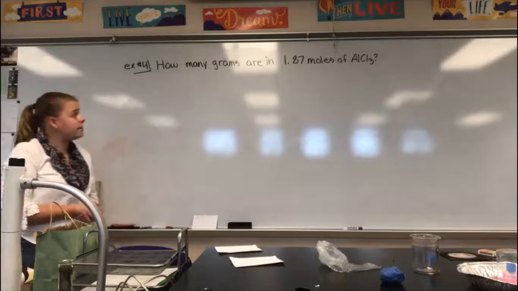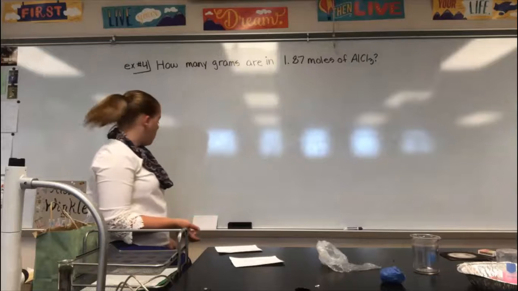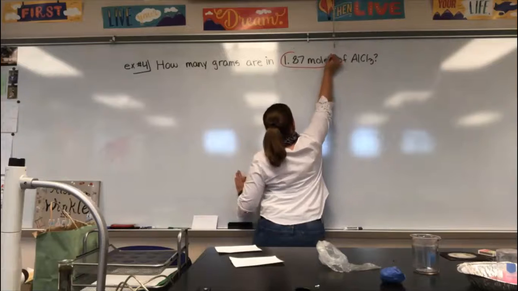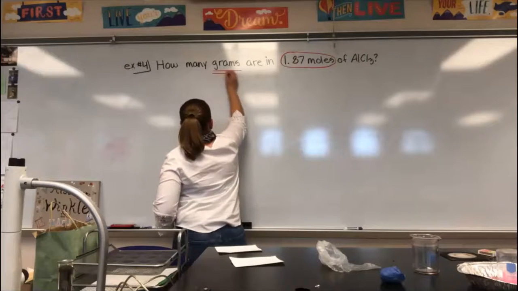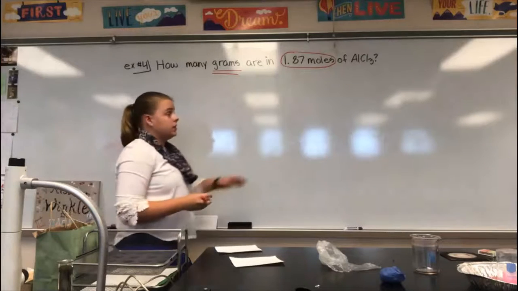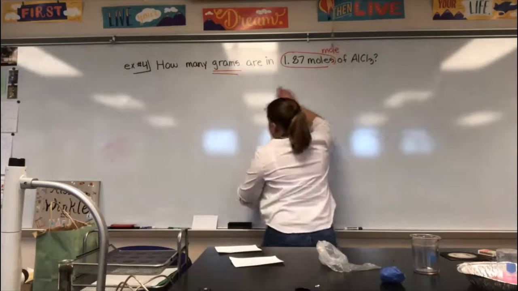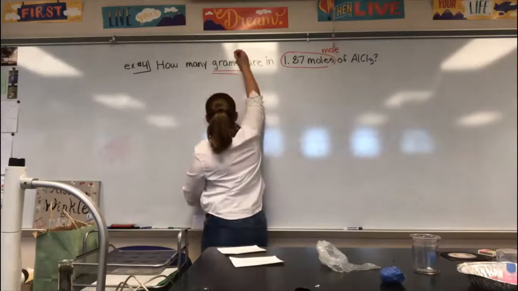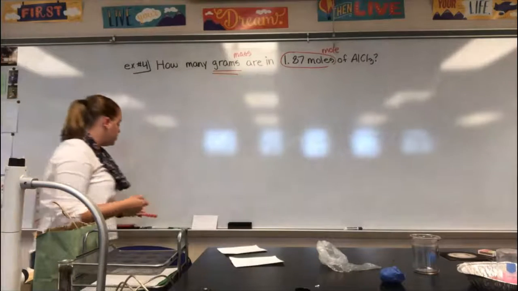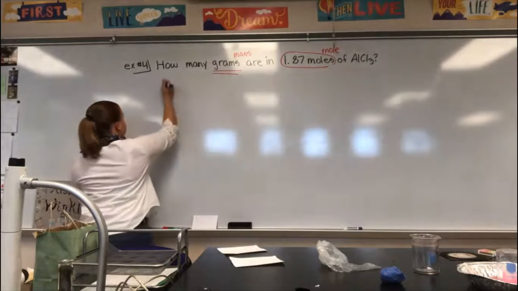Now we have how many grams are in 1.87 moles of AlCl3. We got to figure out what we're given and what we're trying to find. We are given 1.87 moles, and we're trying to find our grams. Since we're starting with moles, we're starting at mole island, and we're ending in grams, so we're ending in mass island. Anything associated with mass, we need to use the molar mass. So let's find the molar mass of AlCl3.